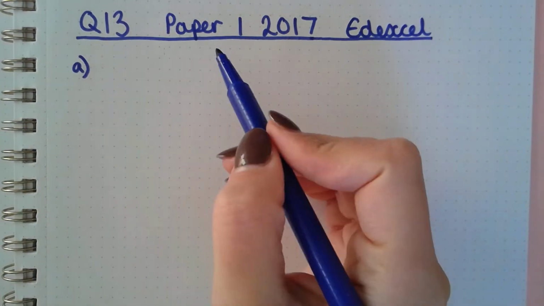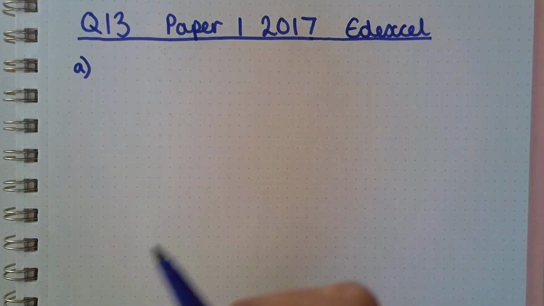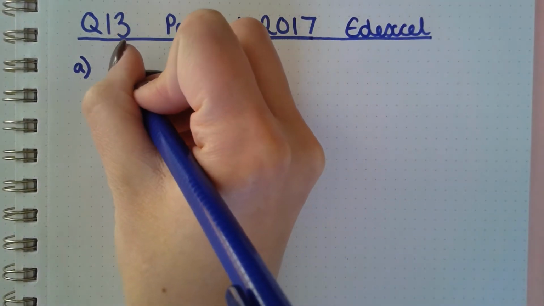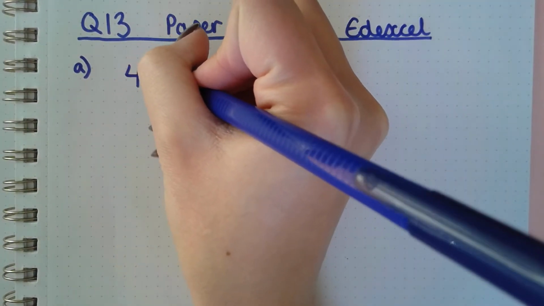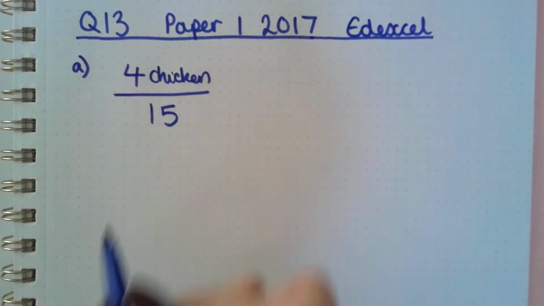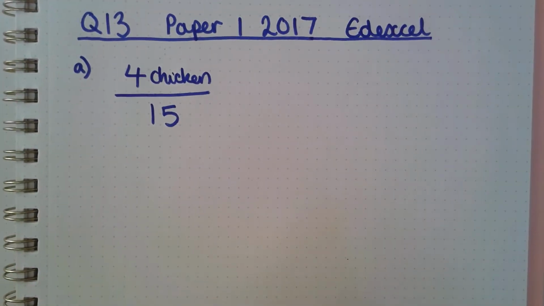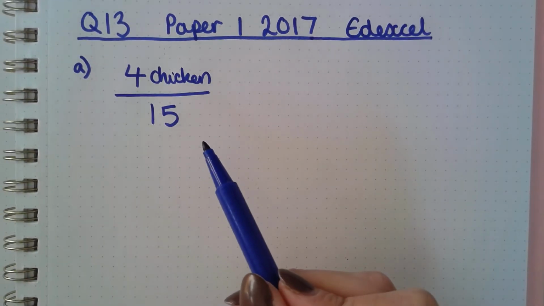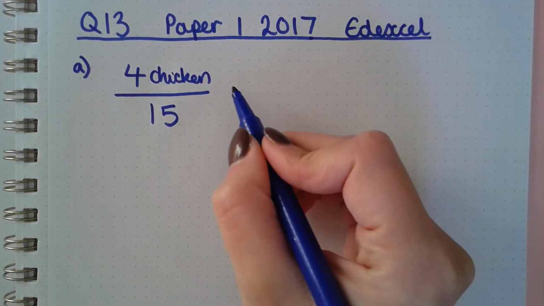So question 13, paper 1, 2017. It says in the question that we have 4 chicken pies in a sample of 15, and we want to find out the total number of chicken pies that were made on Monday. It says in the question that the proportion is the same as the proportion made that day.